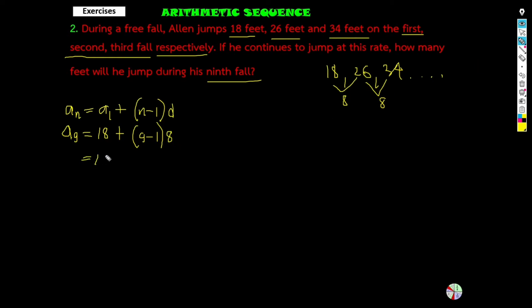So this is 18 plus 9 minus 1 is 8 times 8, which is equal to 64. So 18 plus 64 is just equal to 82. This is the answer for a sub 9, which answers the question, how many feet will he jump during his 9th fall? So the unit for 82 is 82 feet. This is the answer for exercise number 2. Okay, good.